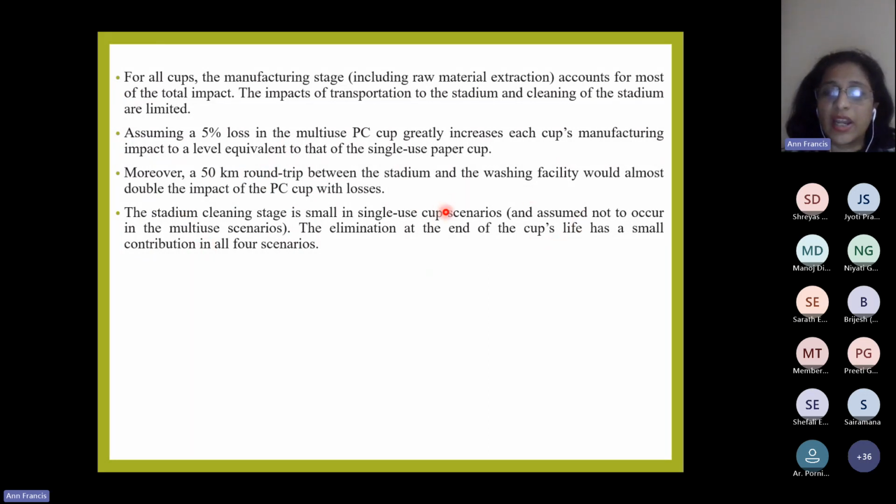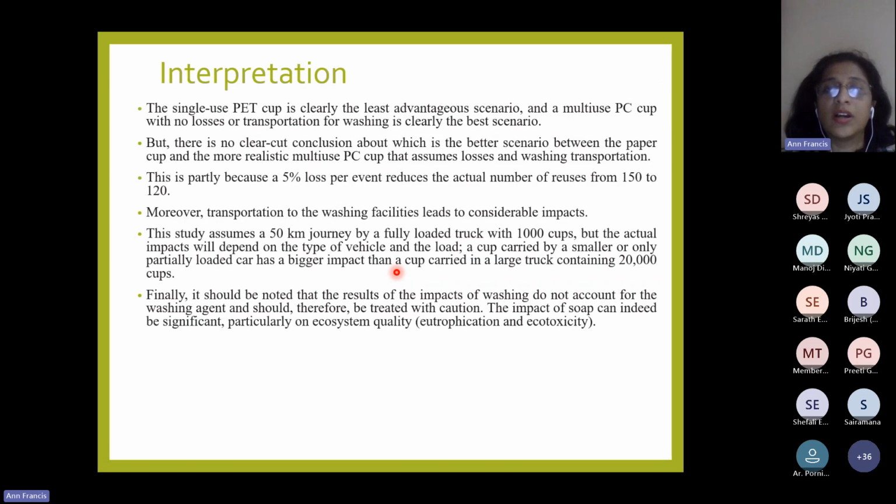Here, stadium cleaning is not considered a very impact-oriented activity, and the end of life is also not considered to have much impact in all these four. So these are some of the limitations of this study. The interpretation is that single-use PET or the plastic alternative is definitely not good. If you look at the results, the multi-use polycarbonate cup, if you're not considering transportation, losses or washing, is the best scenario. But we still can't make up our mind, because the moment we include transportation and washing, the impact is as high as that of a paper cup. So all of these things we need to consider.